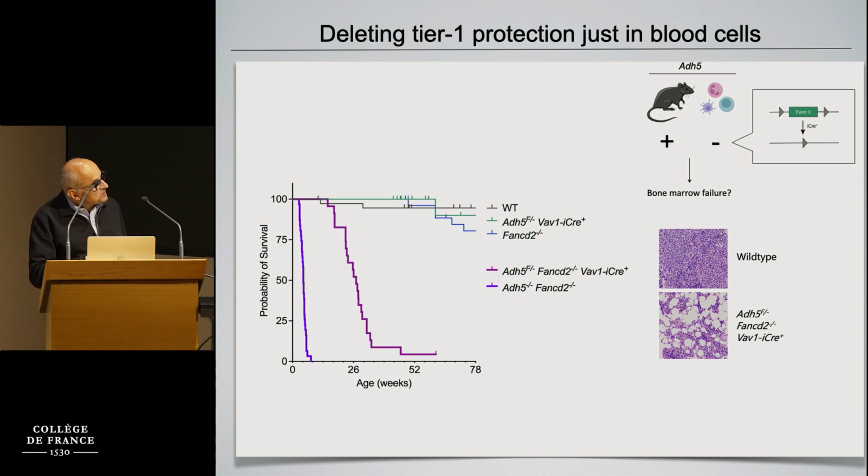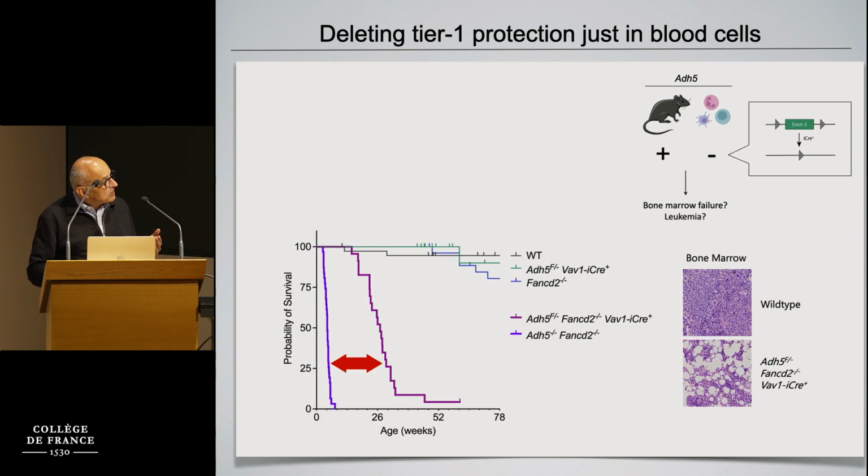So if you constitutively can't clear formaldehyde in the whole animal, the animals die very quickly. But if you can't clear it just in the blood compartment, animals live longer, but they eventually die of bone marrow failure and leukemia. But the really interesting paradox here was that when we studied the stem cells in these blood-specific knockouts, we couldn't actually see any hematopoietic stem cells at all, immunophenotypically or by transplantation. So if we took the bone marrow out from these mice, they had no activity.